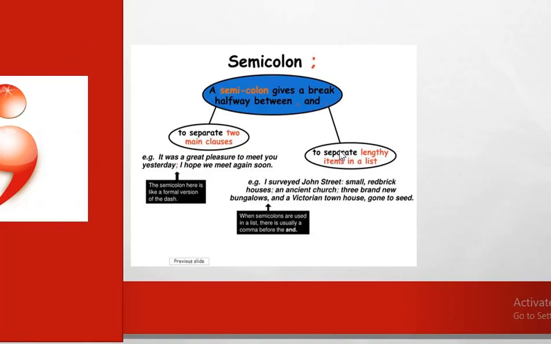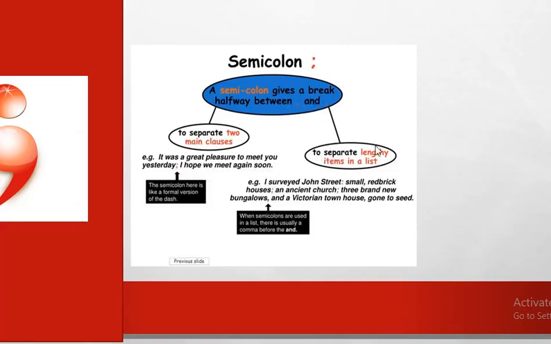The next punctuation mark is the semicolon. A semicolon gives a break halfway between a comma and a full stop. A semicolon is used to separate two main clauses. For example: It was a great pleasure to meet you yesterday; I hope we meet again soon.